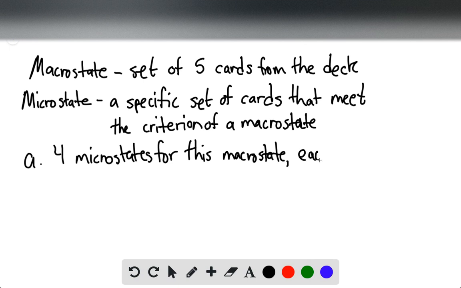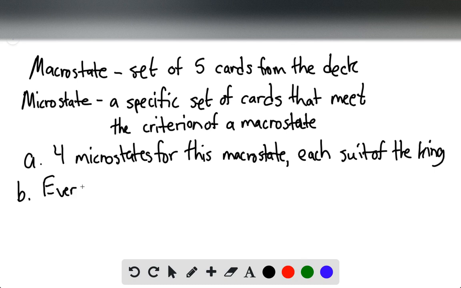Each suit of the king. So we would have 4 microstates for this macrostate because, again, if we have 4 aces, we can only choose the 4 aces in the deck. And then for the last card, we have 4 different kings that we can choose from, hence 4 different microstates for this macrostate.